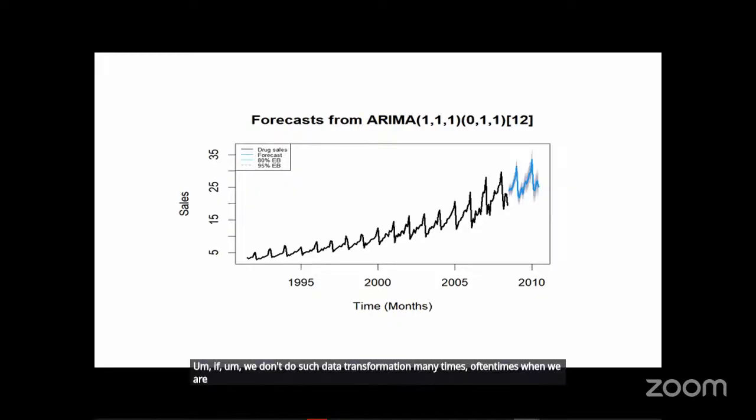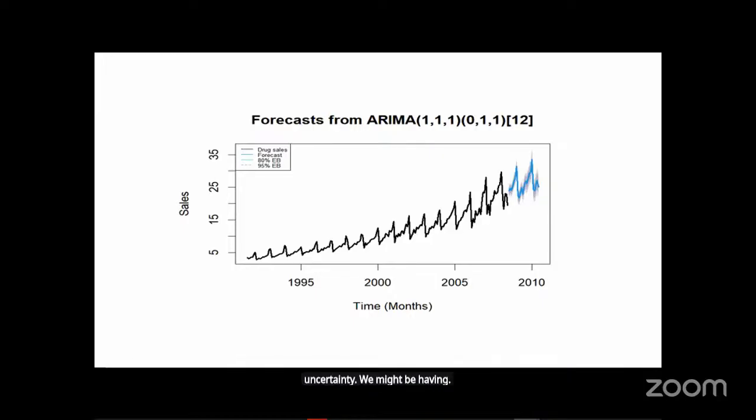If we don't do such data transformation, oftentimes when we are taking our forecast and accounting for uncertainty, we might have our uncertainty going negative, which is unrealistic in terms of reporting our forecast. Imagine we have a point estimate of 10 for a particular month, and the uncertainty is from, let's say, -2 to 15. I'm just giving a hypothetical example.